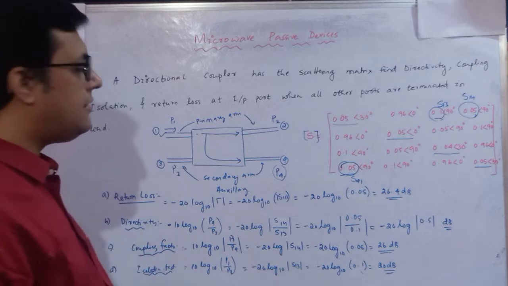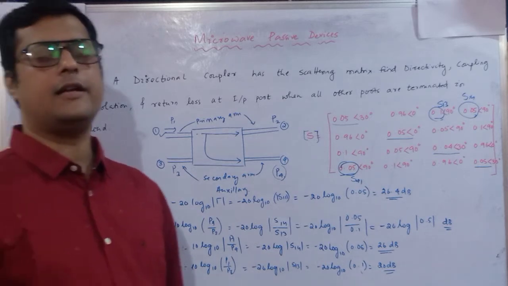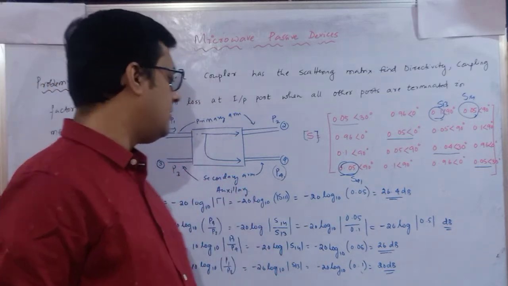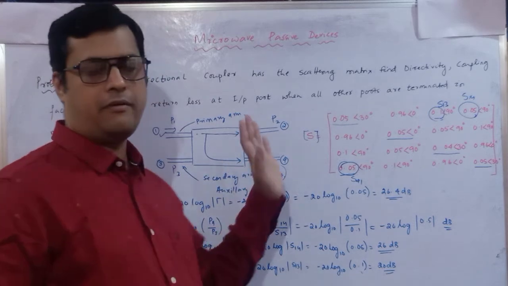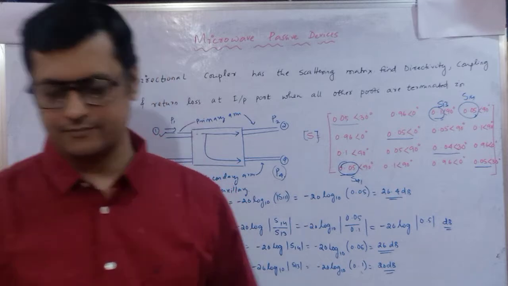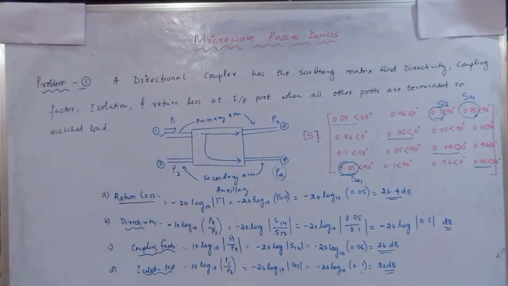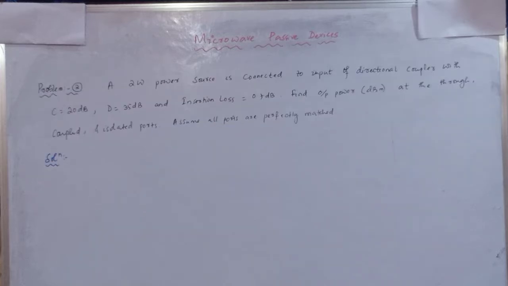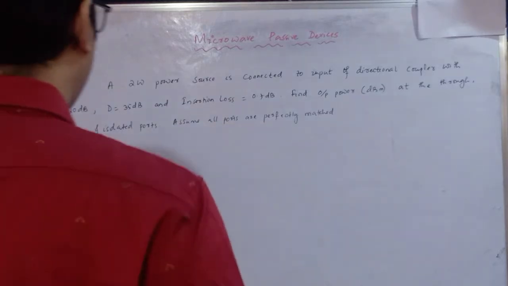So this is one simple example for the directional coupler. Hope you people have understood all these things. Next we will discuss one more question. So this is one more question.